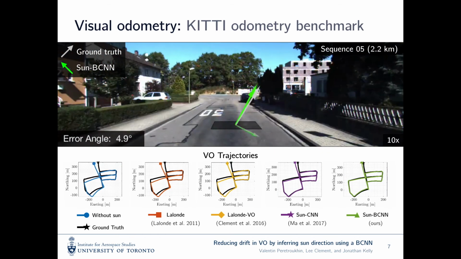In future work, we plan to investigate modifications to the network that allow it to account for the sequential nature of VO data. Looking at the final VO estimates at the bottom, we can see that incorporating information from visual sun detection can significantly reduce drift on long trajectories, and that Sun BCNN outperforms competing techniques.